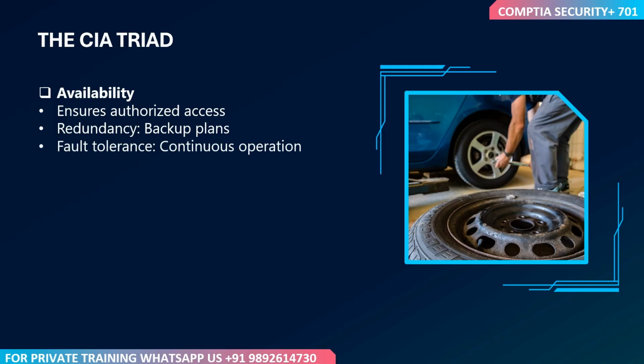Fault tolerance ensures that a system continues to operate even when a failure occurs. It's similar to a juggler dropping one ball but seamlessly continuing the act. In the digital landscape, this could involve systems that automatically switch to backup components when an issue arises.